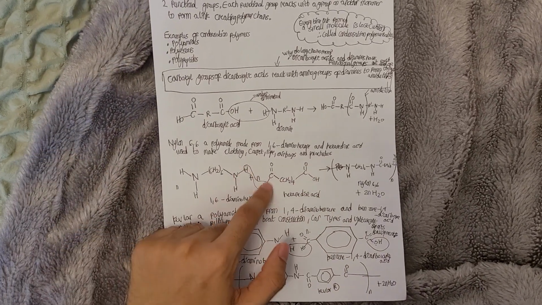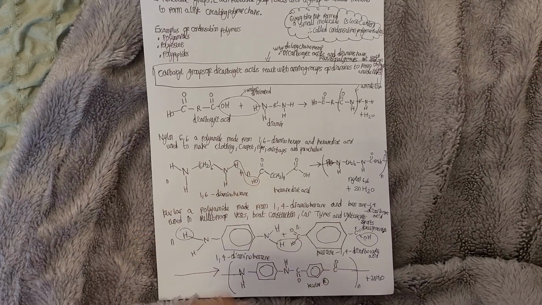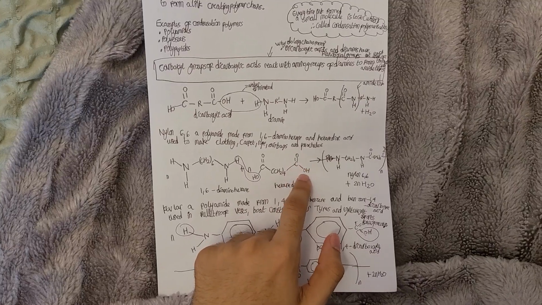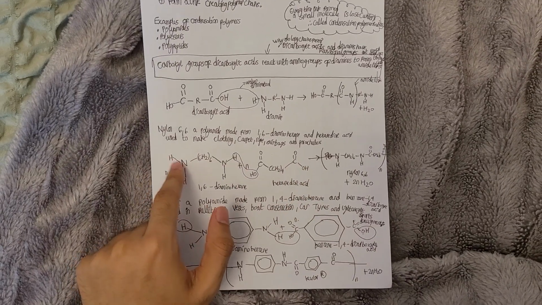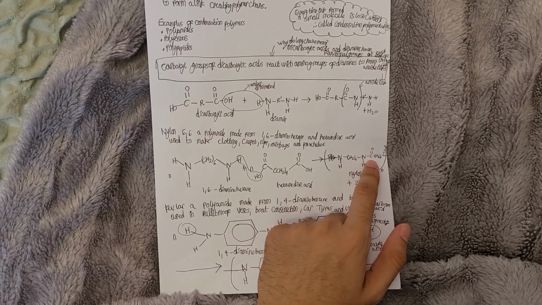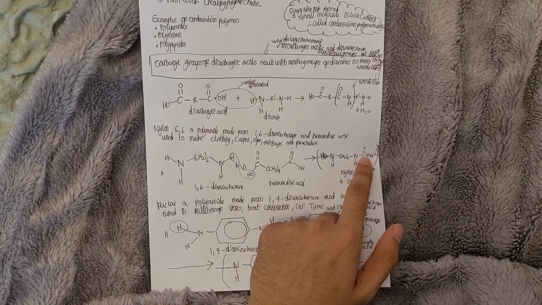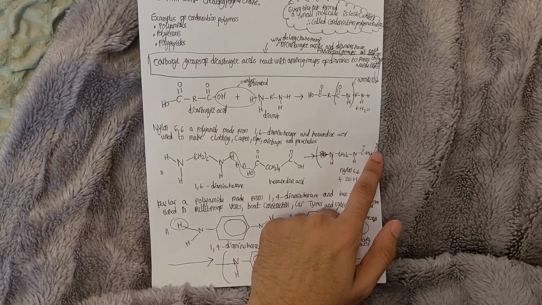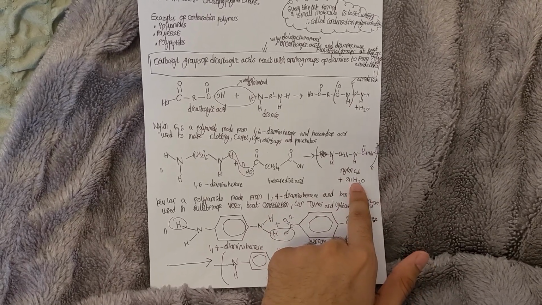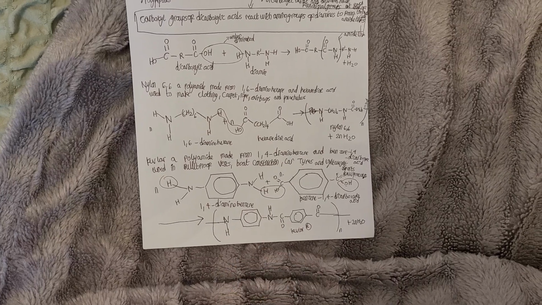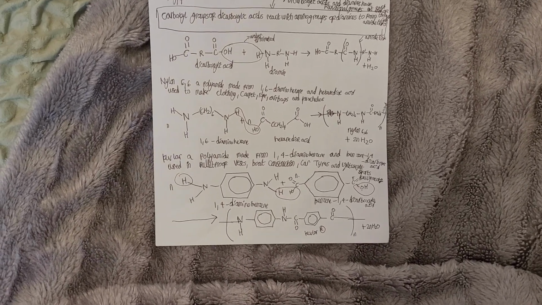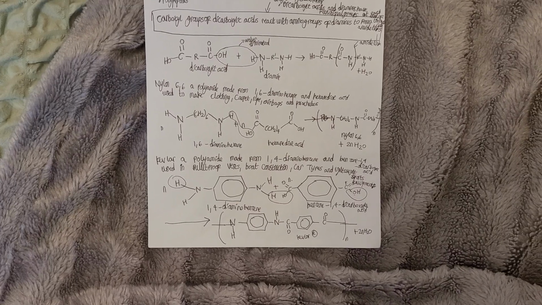Same thing happens, this H and this OH go. But in this case, what also can happen is that this OH and this H go, so then you get NH, CH2, NH, CO, and then your CH2, CO. Nylon 6,6 this is, and there's your end here, plus your 2 H2O. So nylon 6,6, a polyamide made from 1,6-diaminohexane and hexanedioic acid.